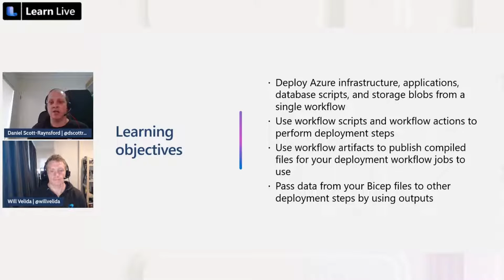We're also going to take a look at using workflow scripts and workflow actions to perform various deployment steps outside our normal Bicep deployment. We're also going to take a look at workflow artifacts, and these are artifacts that are produced during the running of your workflow that need to be used and consumed by other jobs throughout the workflow. An example might be the database DACPAC that you might push to deploy your schema. And then finally, we're going to look at how your jobs and steps or actions within a workflow can share information throughout the workflow that'll be used by subsequent steps. So that's what we're going to do today.